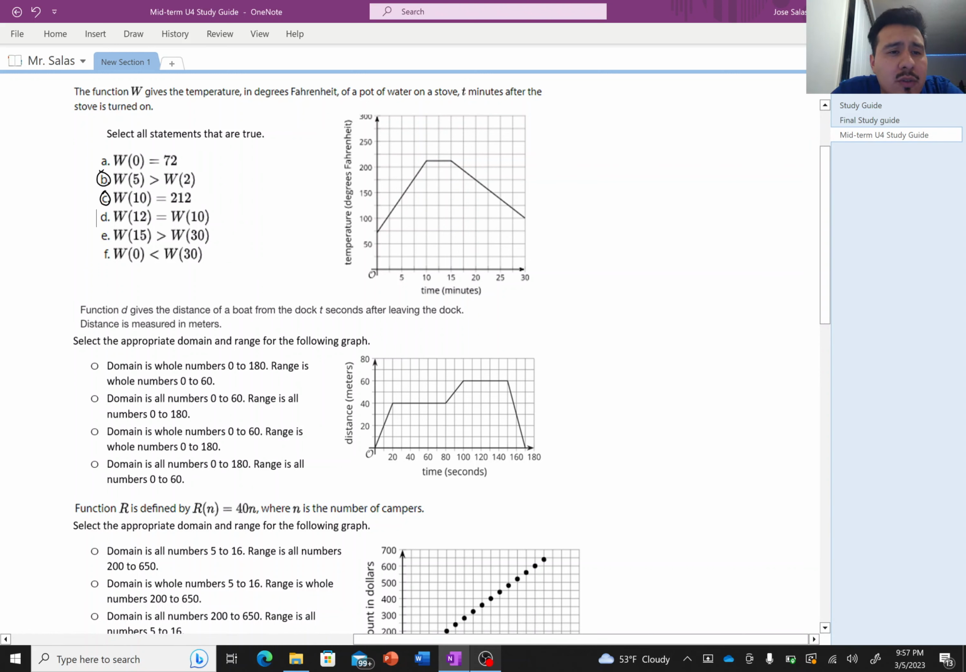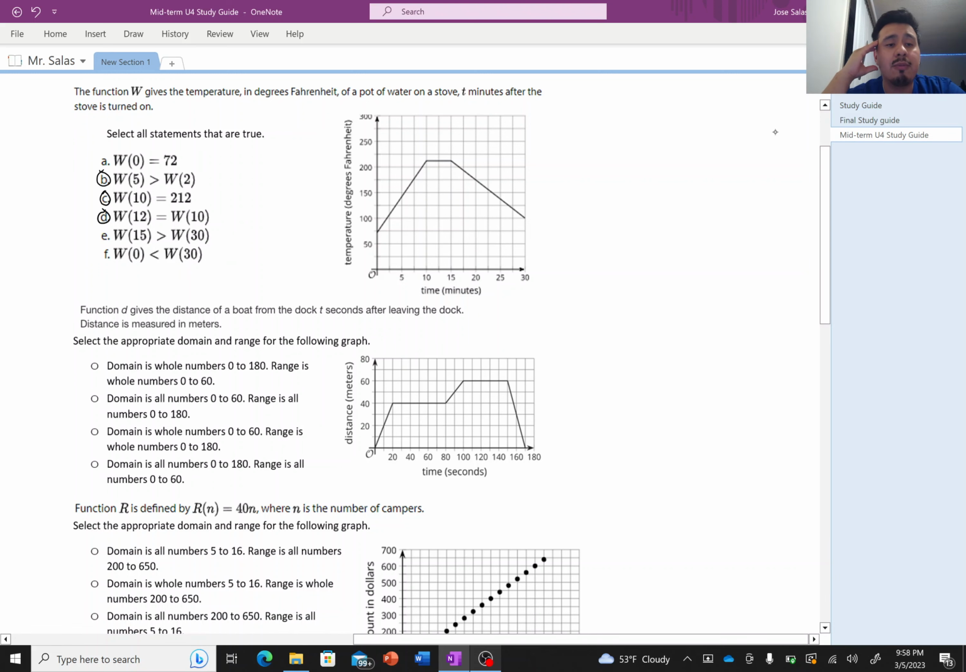The next one says W of 12 is equal to W of 10. Let's say this is W of 12. We go up our line. Remember, when I'm asked to see if they are greater than, equal to, or less than, we're looking at the level of the dots. So W of 12 is equal to W of 10. I can see both of my dots are at the same level, so that statement is true. So far we've got B, C, and D correct.